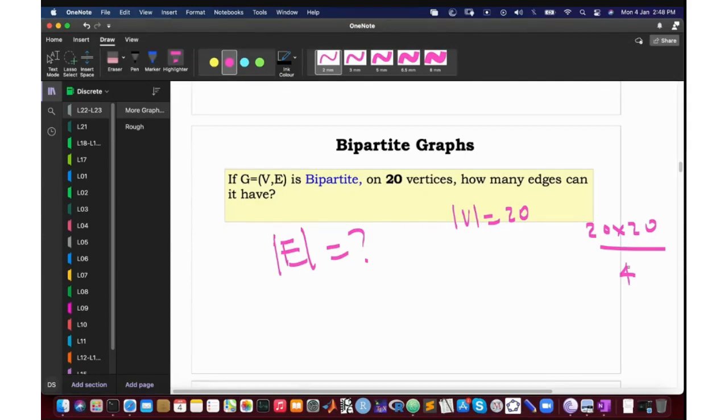Sir, Anas, 10 bolo. 10 would be x and 10 would be y. We will connect each x with every y. That would be 10 times 10, 100. 100 connections for x to y and 100 for y to x, 200, and half, the number of edges, 100.